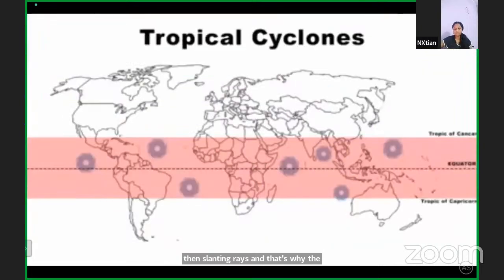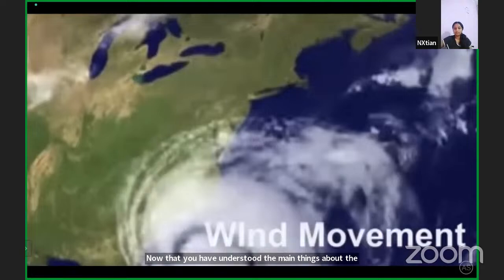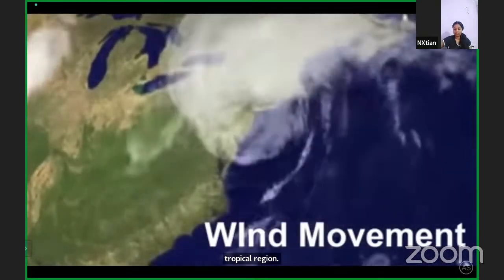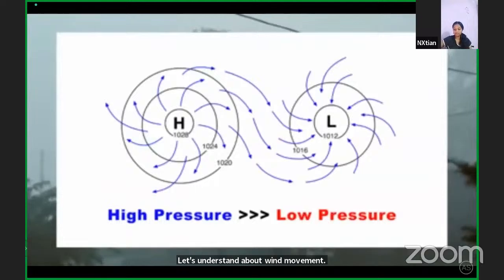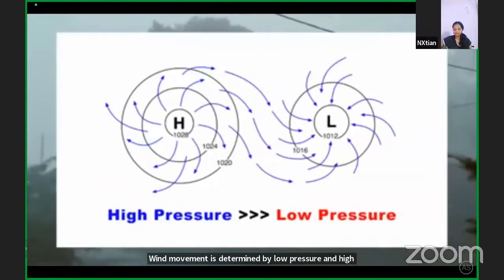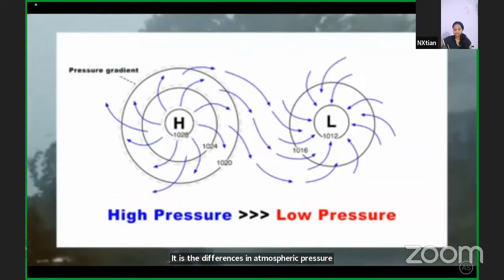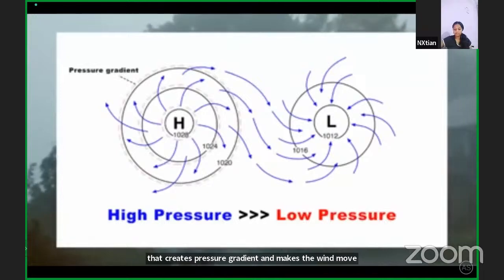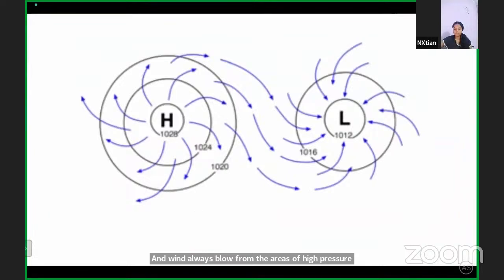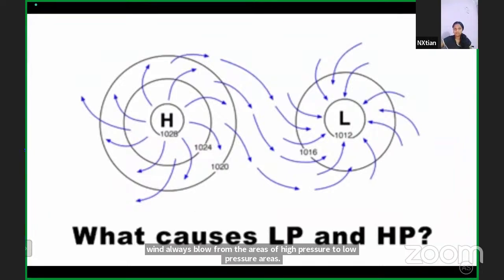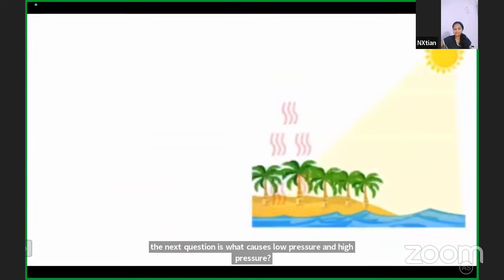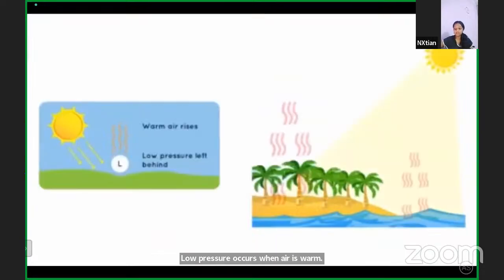Now that you have understood the main things about the tropical region, let's understand wind movement. Wind movement is determined by low pressure and high pressure systems. It is the differences in atmospheric pressure that create a pressure gradient and make the wind move. Wind always blows from areas of high pressure to low pressure areas. Now the next question is, what causes low pressure and high pressure? Low pressure occurs when air is warm, either from being over a warm land or ocean surface. That means low pressure occurs at a place which is warm.